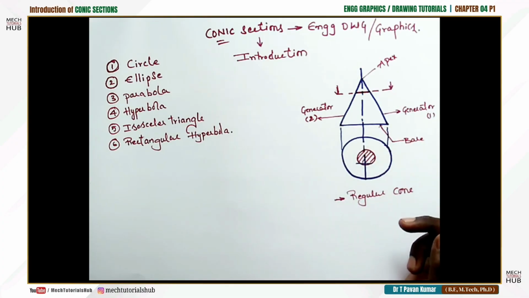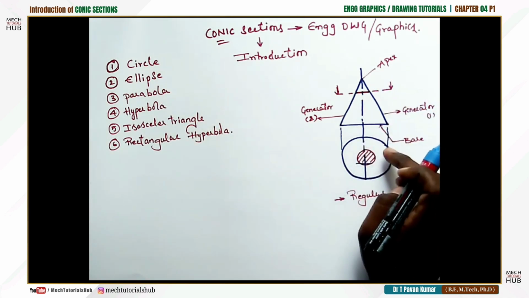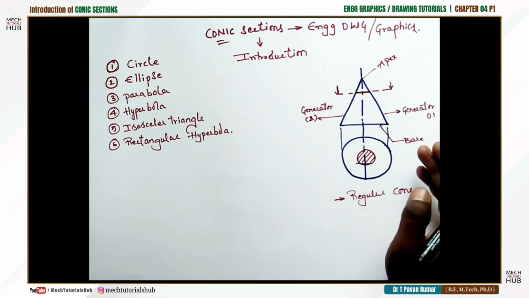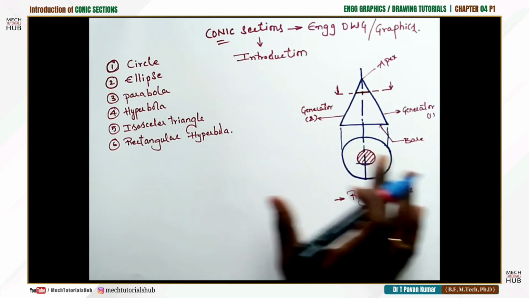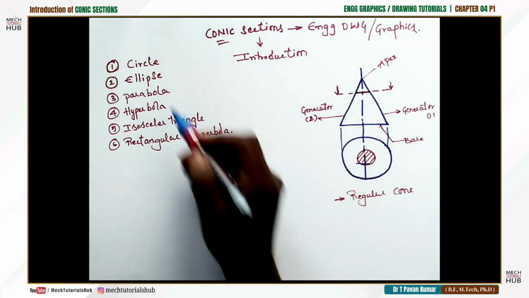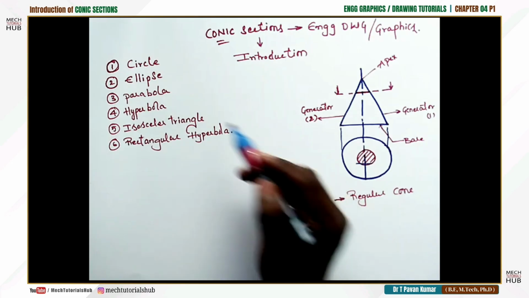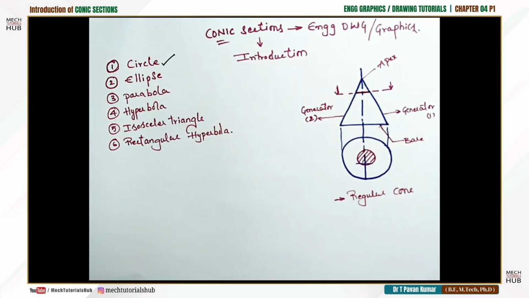In the same way, how do we arrive at the second one? We'll see the method of drawing a circle, an ellipse, a parabola, a hyperbola and a rectangular hyperbola in the upcoming lectures. In this part of the video lecture, we'll see the introduction, how we are going to arrive at these solutions, and what is happening behind. So this is how we'll arrive at a circle.